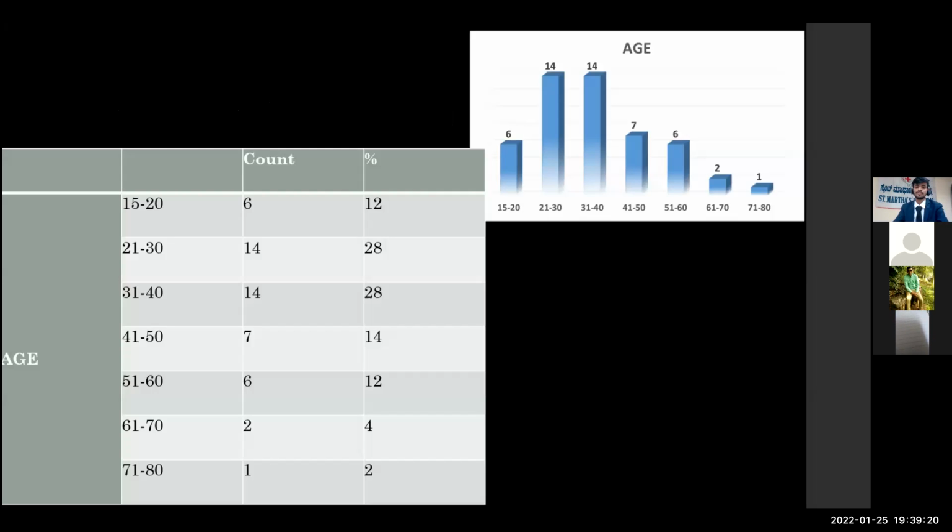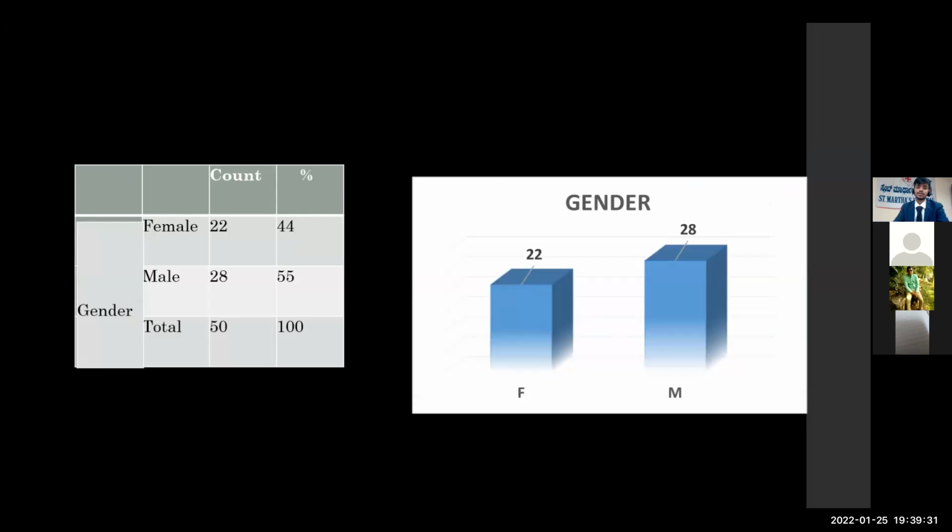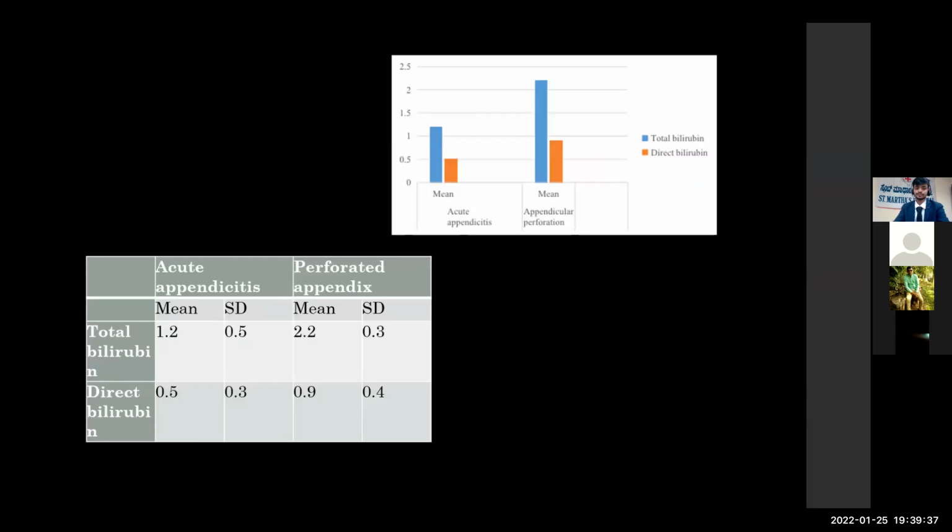Coming to the results of my study, out of 50 patients, more than 50%, that is more than 28 patients, lie in the second and third decade of life. With male predominance, that is 28 patients were male and 22 patients were female. The total bilirubin in acute appendicitis with a mean of 1.2 with standard deviation of 0.5 is considered, and in acute appendicitis, mean of direct bilirubin is 0.5 with a standard deviation of 0.3. In perforated appendix, the mean total bilirubin is 2.2 with a standard deviation of 0.3, and direct bilirubin of 0.9 mg per dl with a standard deviation of 0.4 is considered.